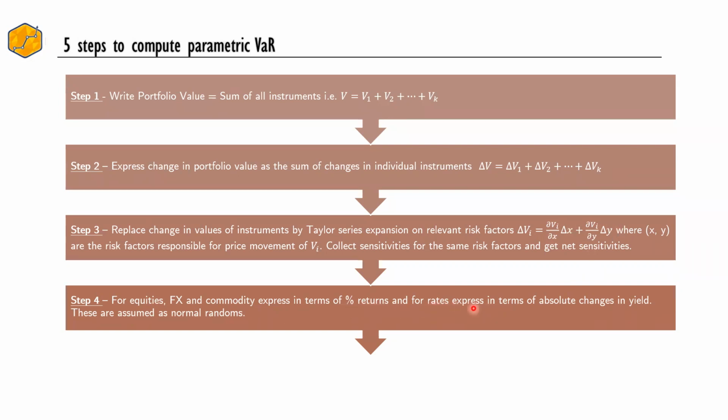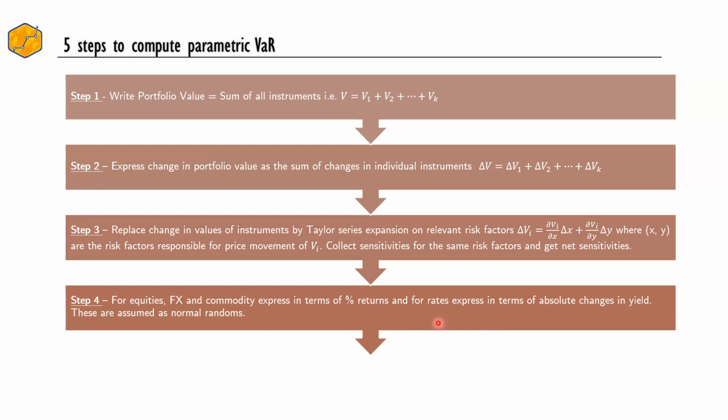And if you have rates, like instruments such as bonds, caps, floors, et cetera, which reference rates like LIBOR, OIS, or whatever, then you need to express this as absolute changes in yield, delta Y, remember? So that's one thing you have to take care of. We will see those in action.